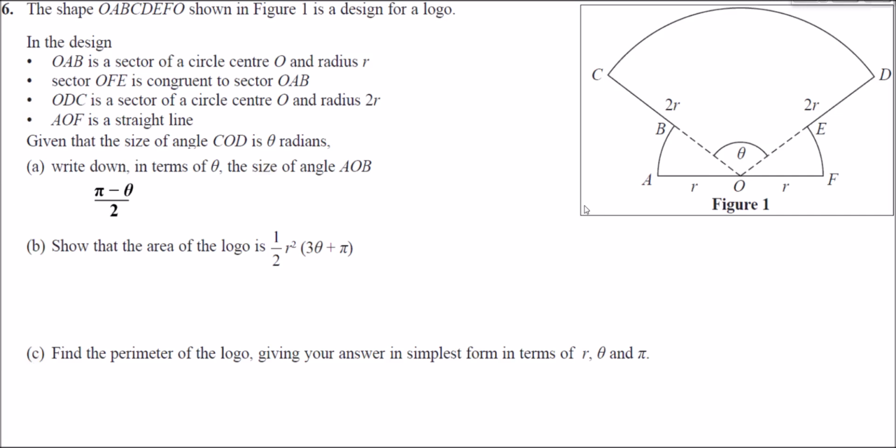So what I'm going to do now, it can't hurt to get that labelled in on the diagram. So each one here is going to have an angle of pi minus theta all over 2.